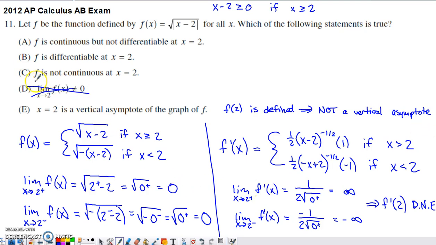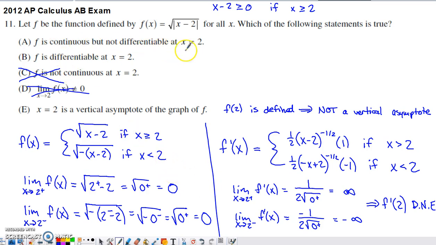If you look at this statement here, f is not continuous at x equals 2. The limit exists as we approach 2. The limit is equal to 0. The function value at 2, 2 minus 2, is 0. Absolute value of 0, 0. Square root is 0, 0. The function value and the limit equal the same thing, so we can also say that since the limit and the function value are equal, the function is continuous, so statement C is not true.